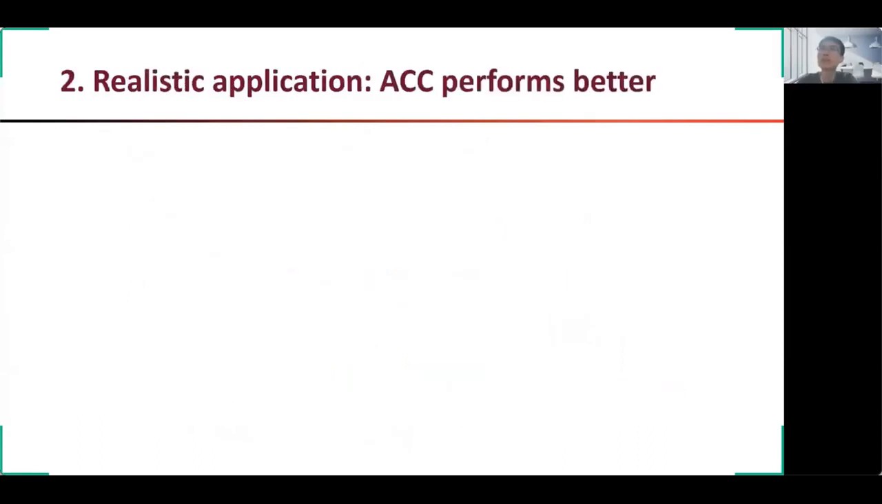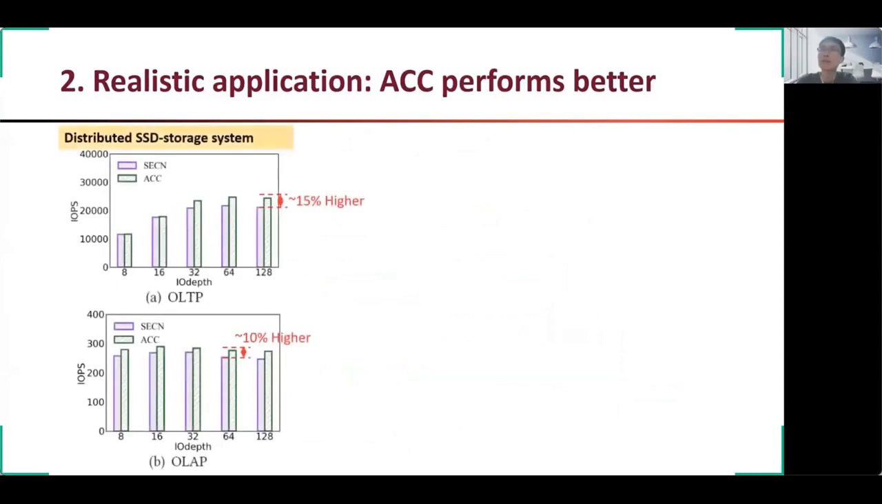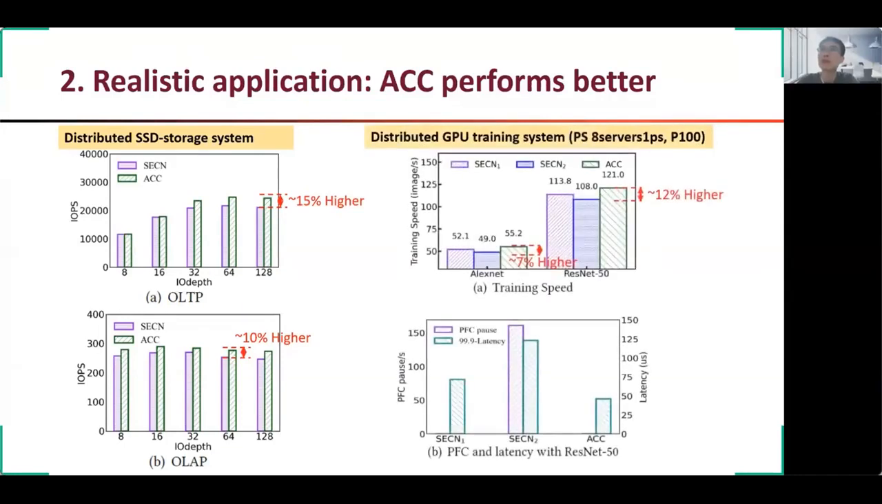The second experiment is under realistic applications. The left is under a distributed SSD storage system, where OLAP and OLTP are the main traffic patterns. ACC can adapt to the different traffic patterns so that it has 10% higher IOPS. The right is under a distributed GPU training system. ACC can improve training speed much, with low PFC triggers and latency.